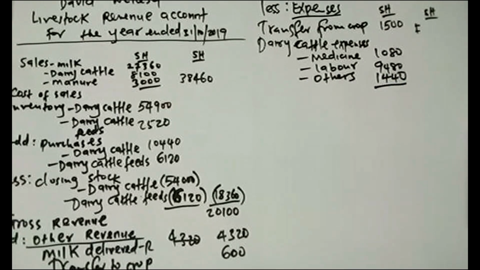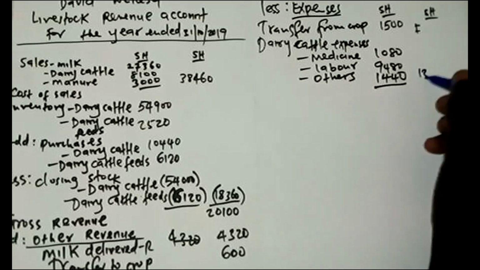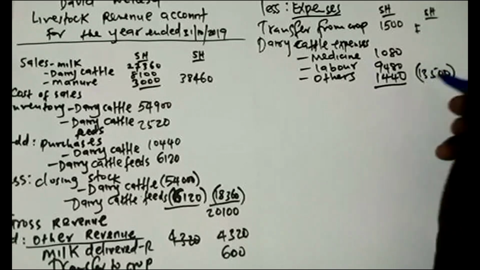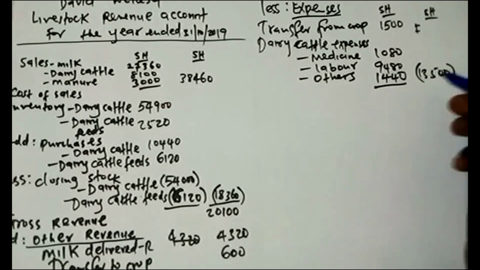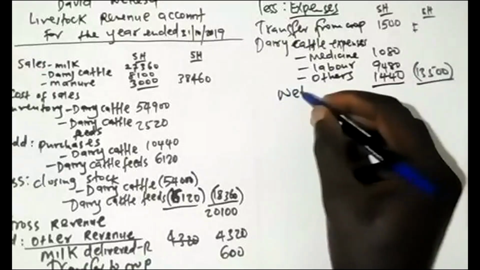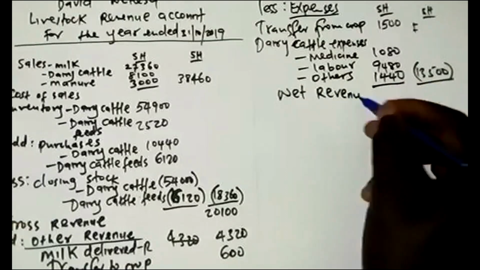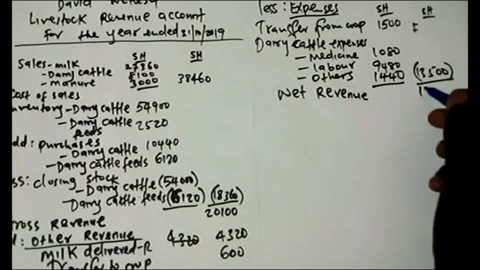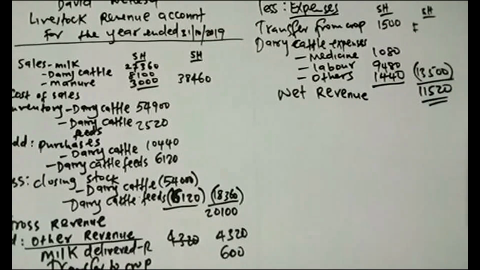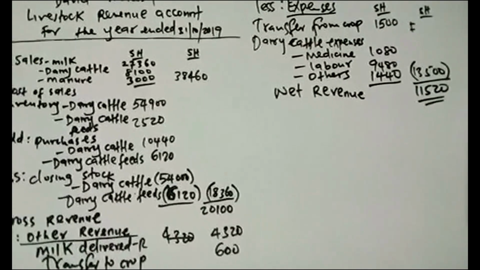Do the computations very fast. So those expenses, the total expenses, are 13,500. Then the net revenue is 11,520. I think that is correct for everybody who is in this session.